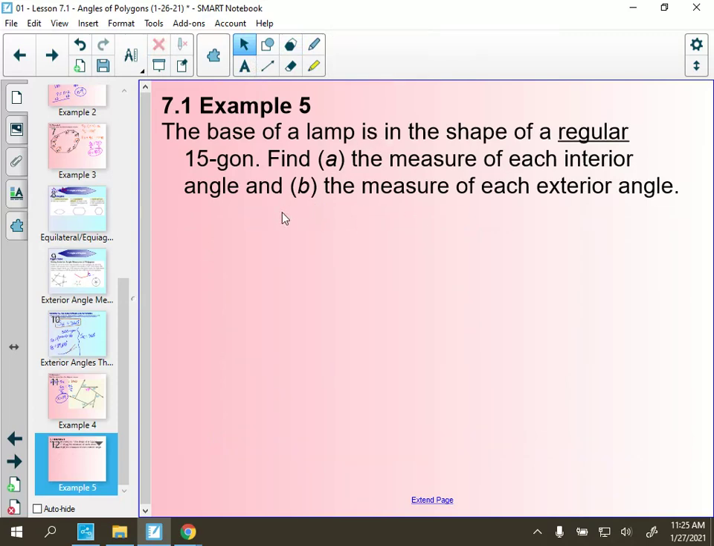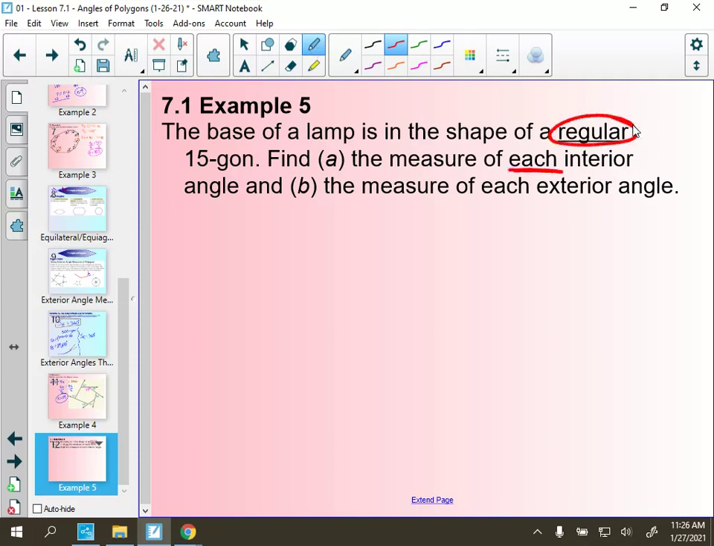But it's asking me for 2 questions, basically. A, find the measure of each interior angle, and B, the measure of each exterior angle. So the first thing to look at here, there's a couple of things. Obviously, regular hasn't come up in an example yet, but this word each, and I guess they go hand in hand, regular with each, we're able to find individual angle measures. Why? Because it's regular. Remember, regular means equiangular, so all the angles have to be the same.